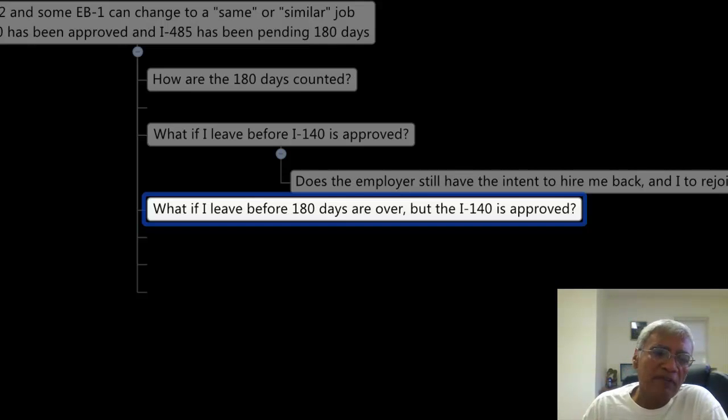Okay, going back to what if I leave before 180 days are over, but the I-140 is approved. 485 is pending. I left on the 151st day. As long as an RFE response is not due before the 180 days, you're okay. Okay? So it's fairly safe to assume that you're going to be fine in any of these scenarios where you have left before the 180 days are over. Because typically the RFE itself gives you a few weeks to respond. And by that time, if you port it over, you can respond with a new job offer. Okay?